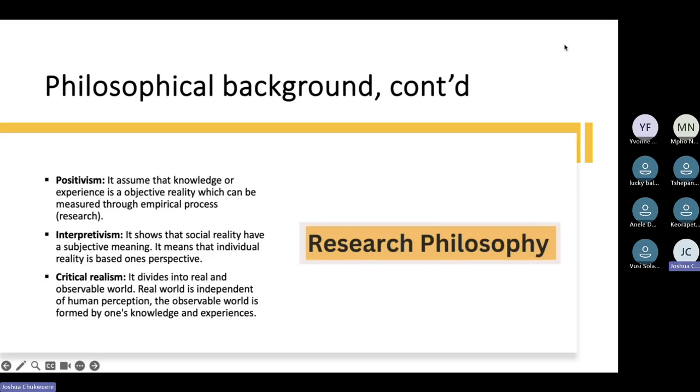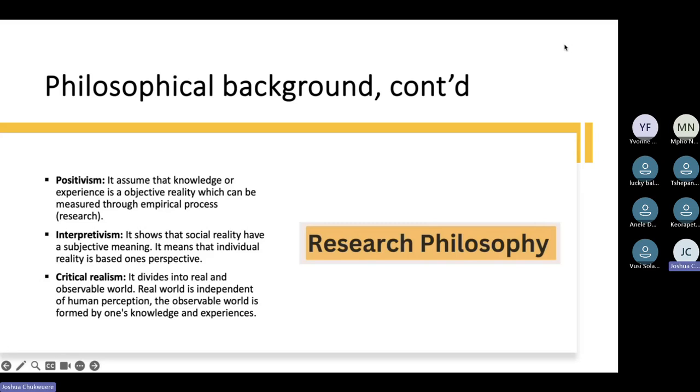positive research. And then interpretivism is all about what? The social reality is subjective, meaning what? That individuals interpret what happened around them based on how they feel it, based on their own real experience, and so on and so forth.